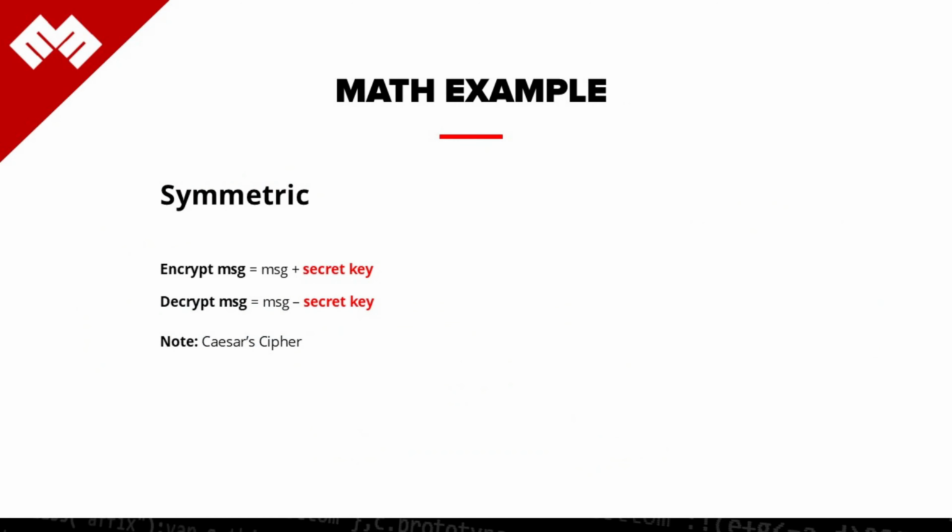It's well known that computers are great tools for performing mathematical operations. So let's do a quick mathematical demonstration of Caesar's cipher. To encrypt a message, it is the message plus the secret key. To decrypt a message, it is the encrypted message subtract the secret key. As an example, let's say the message is 2490 and the secret key is 15.